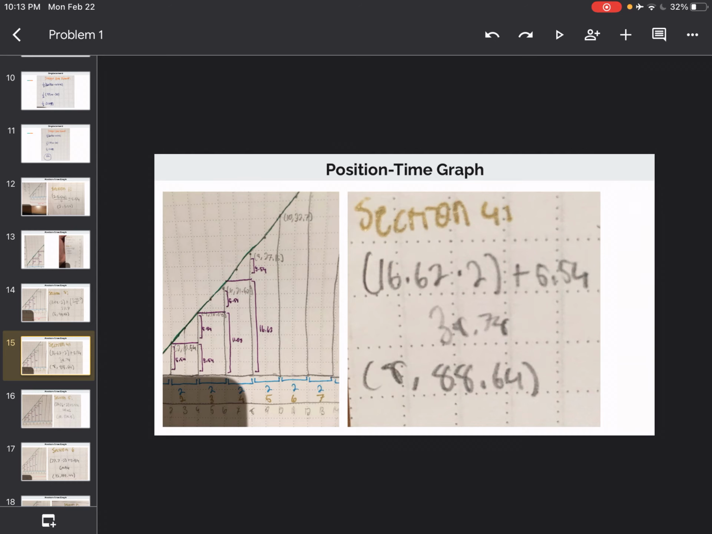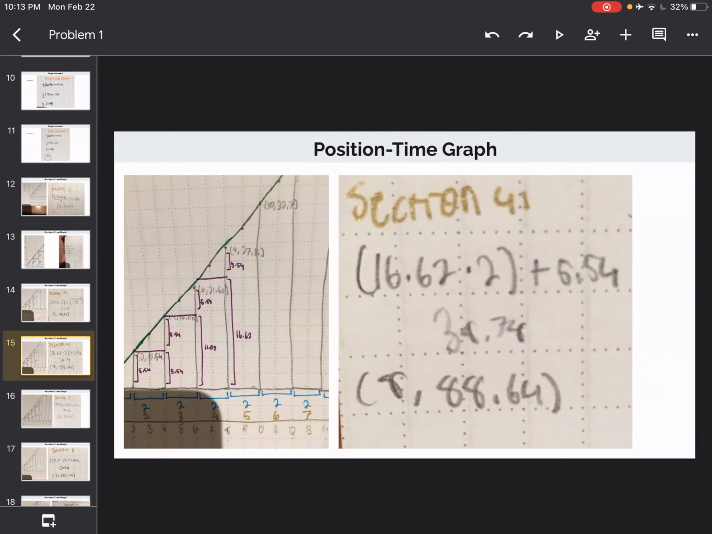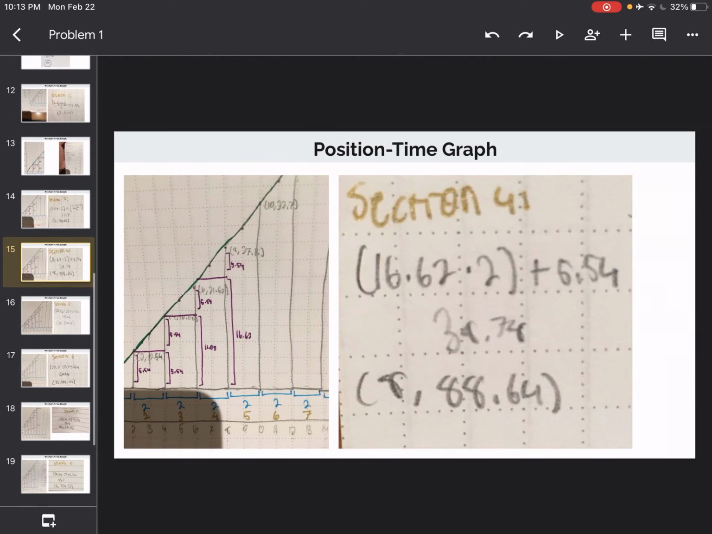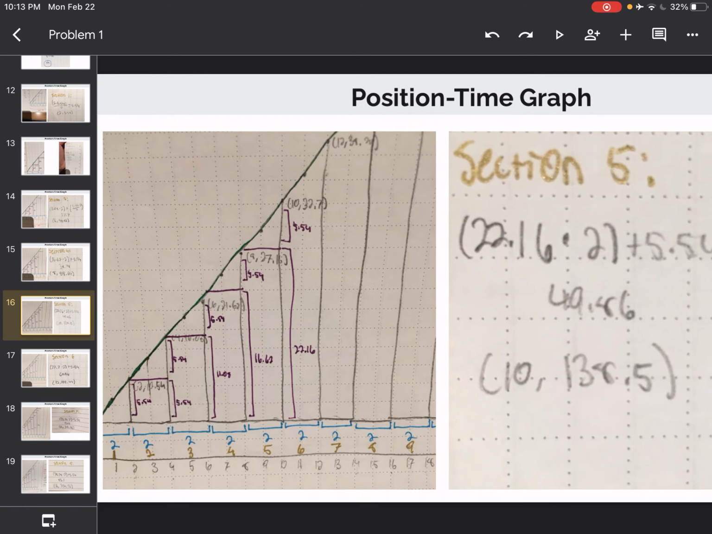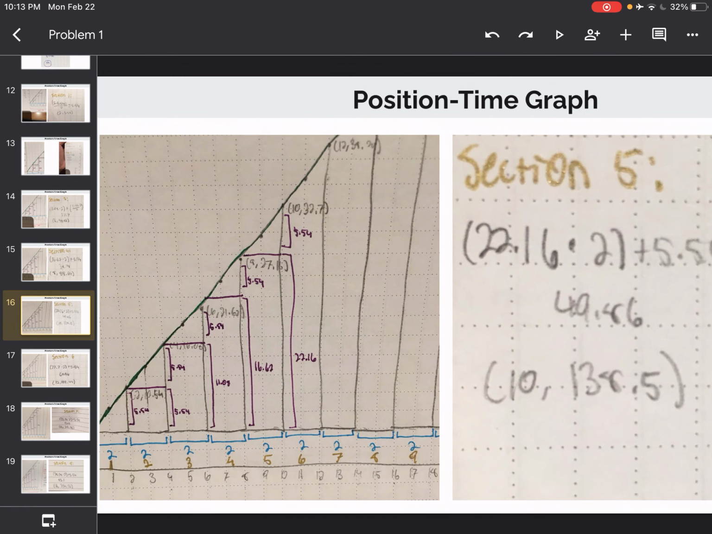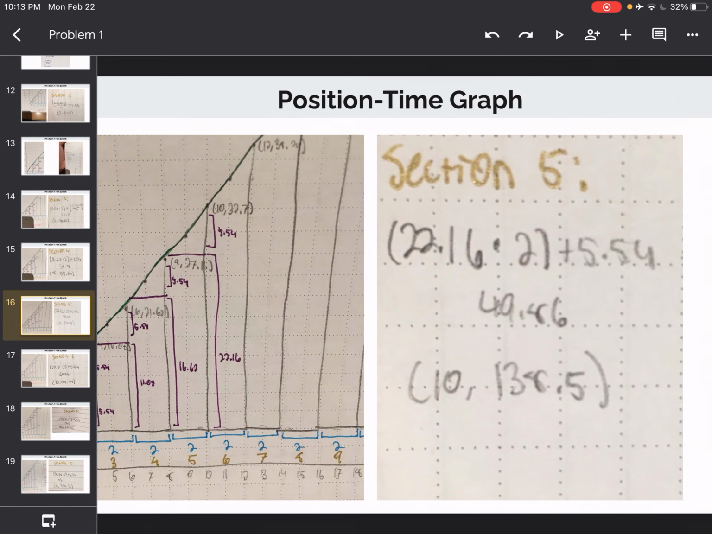The 5.54 represents the little triangle at the top. We keep on calculating, we get 38.78. We add it to the previous y values, and then we get 88.64. And then we keep on doing this for all 10 sections that we've walled off at this point.